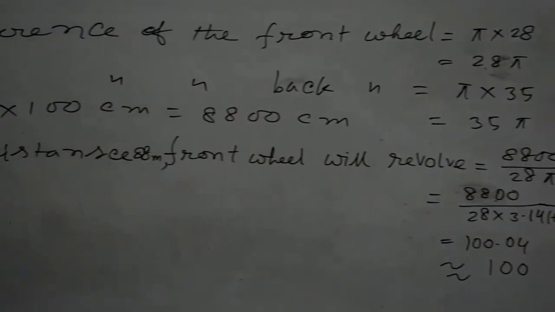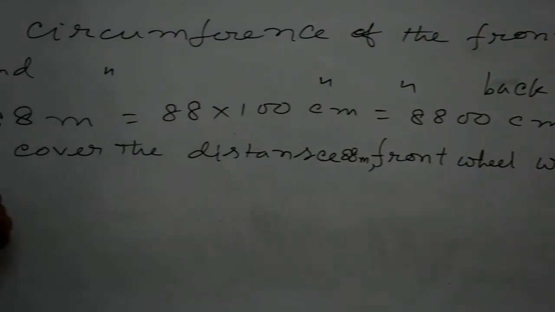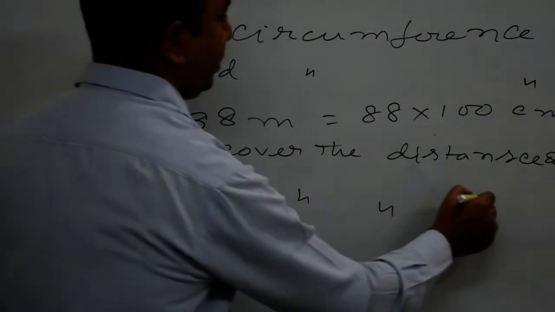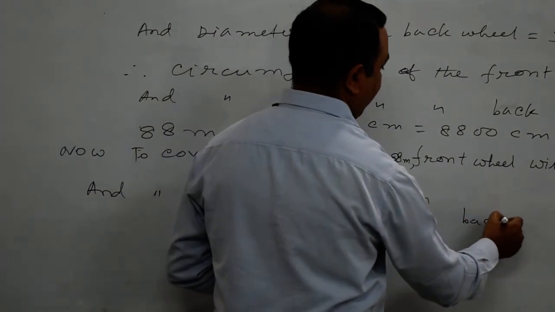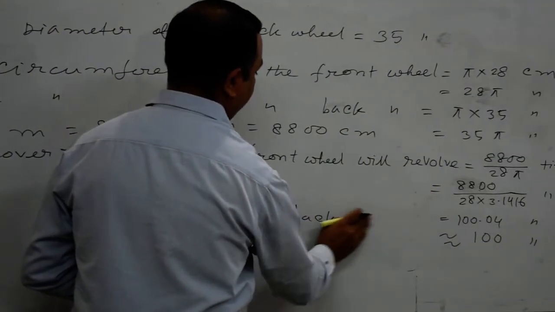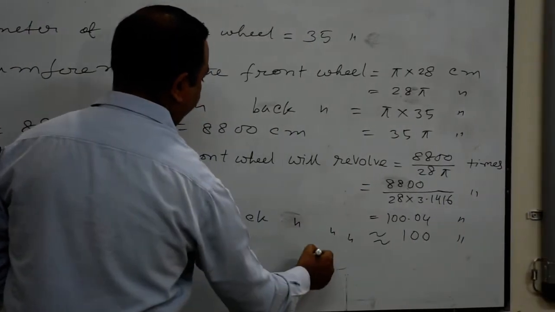and to cover the distance 88 meter, back wheel will revolve how many times?